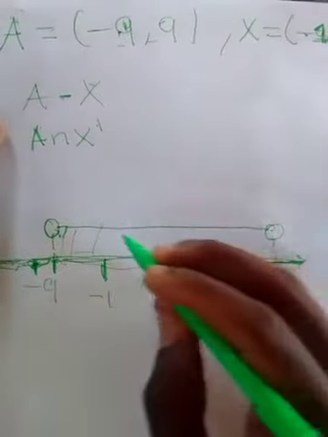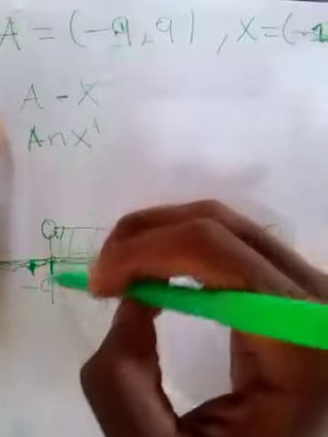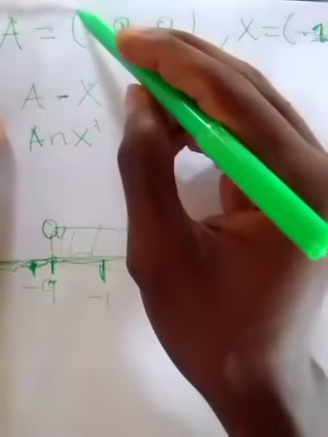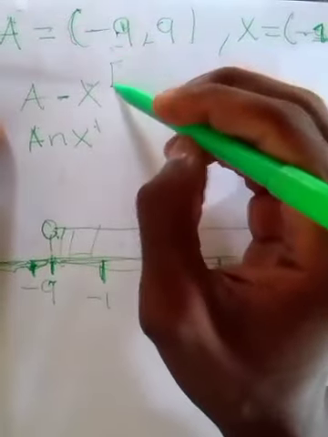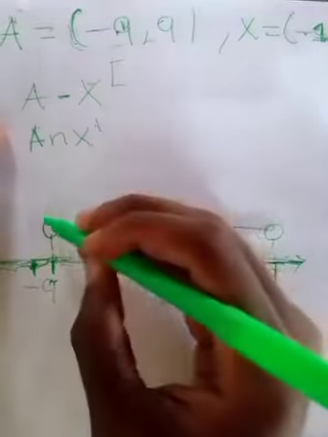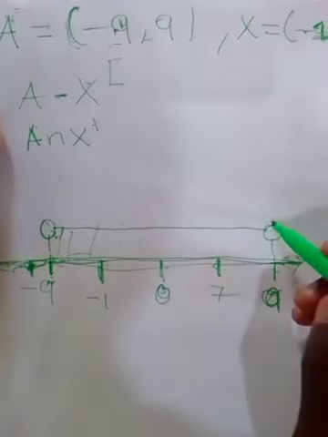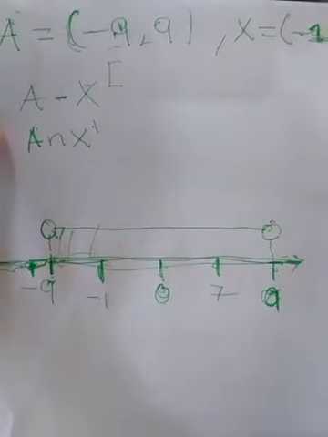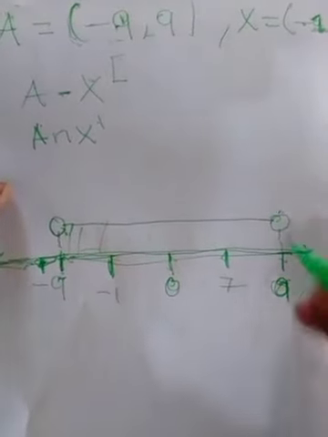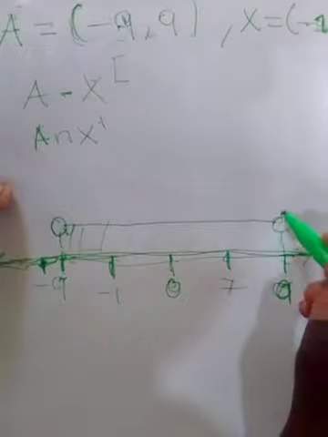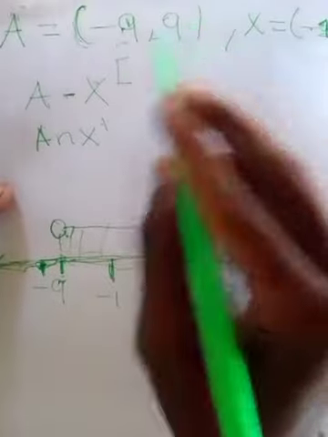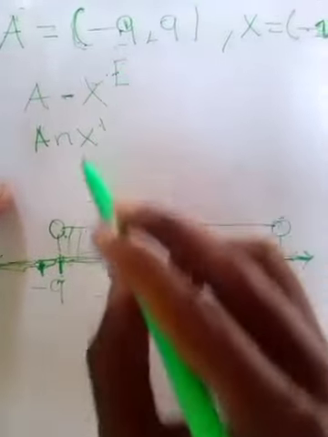Now at -9, you ask yourself, do I have a parenthesis or this one? You have a parenthesis, right? So you don't have to shade, meaning that -9 is not part of the set. Even if you don't shade, you just write it like this because there is a parenthesis, not this one. If there was this one, you would have shaded.